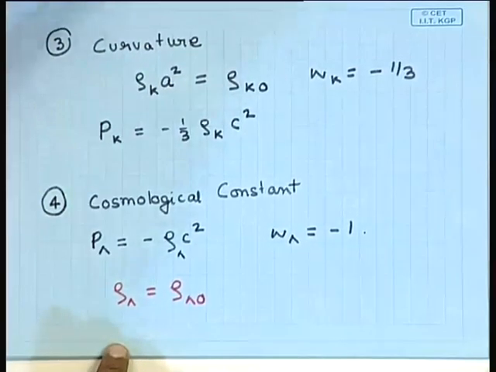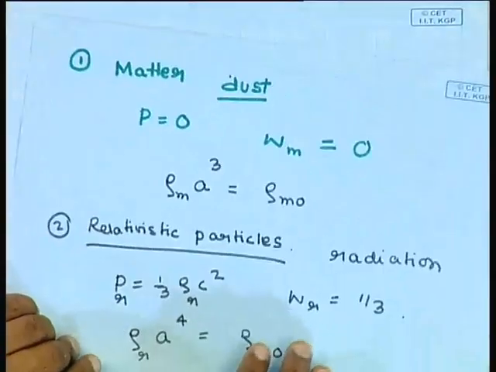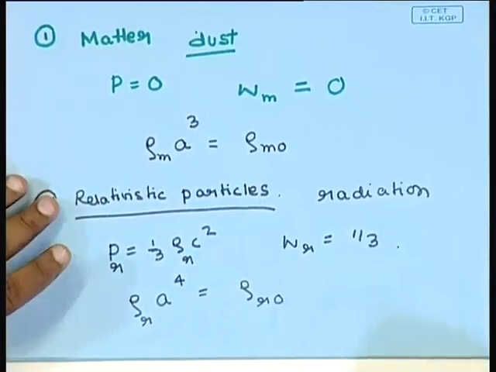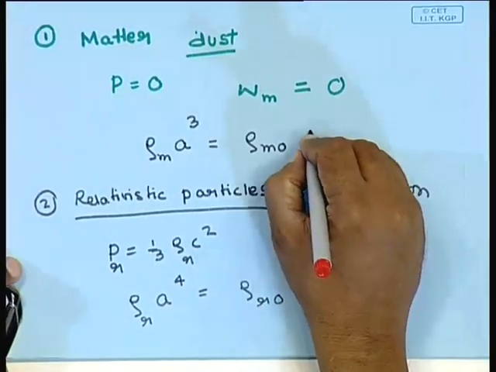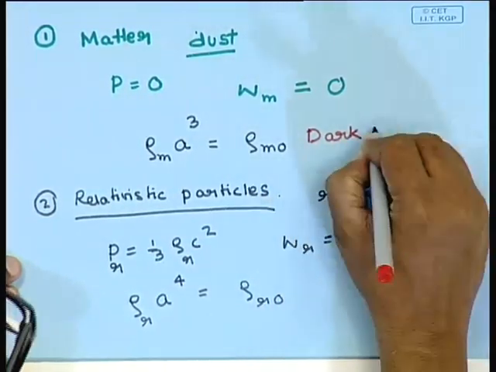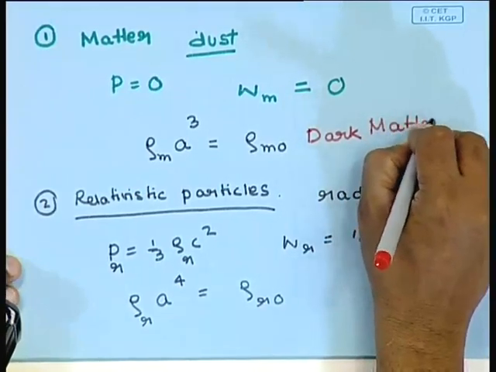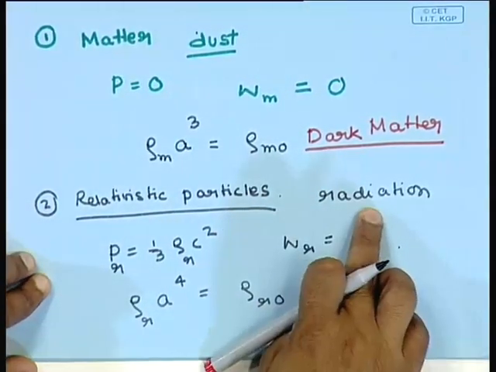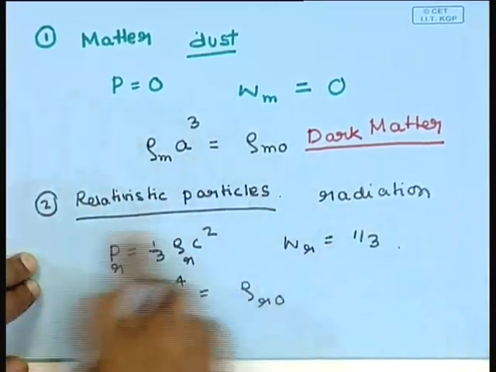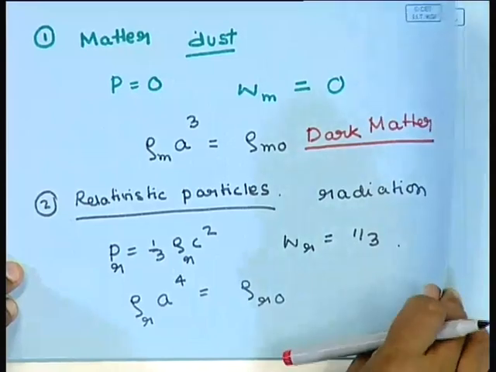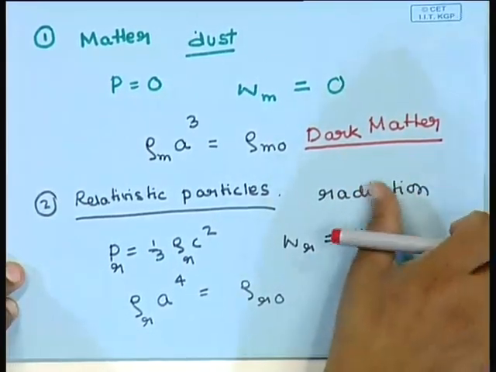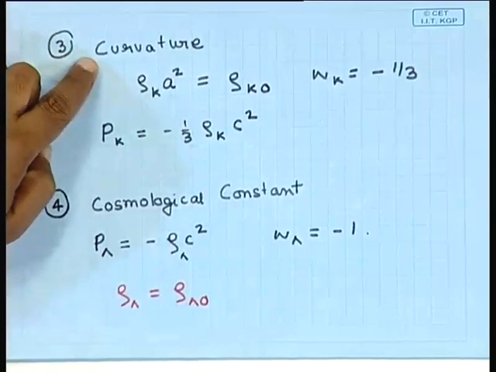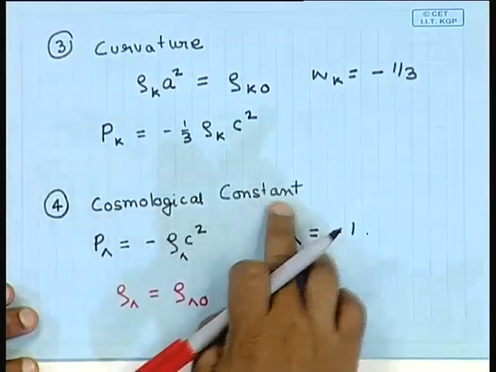So, we will be dealing with 4 kinds of constituents. We have the matter, pressureless dust. Now, I should point out that the dark matter which we discussed is believed to fall in this category. We believe that the dark matter has negligible pressure. Then we have relativistic particles: radiation and neutrinos all fall in this class. Quite often we shall refer to it as radiation. Then we have the curvature, which we have parameterized as a constituent of the universe, and finally we have the cosmological constant.